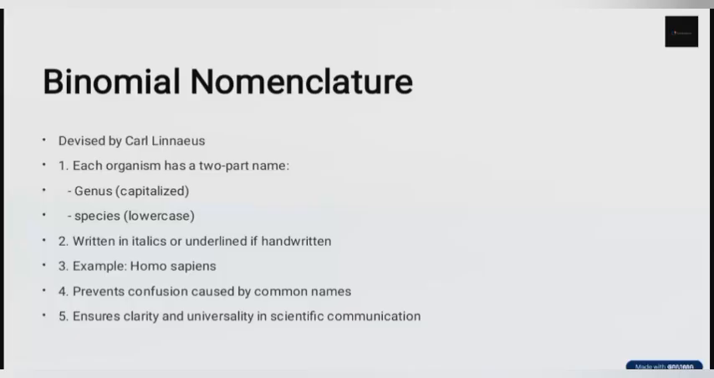Every animal should also have a first and second name. So each organism has a two-part name. Number one is the genus, and number two is the species.